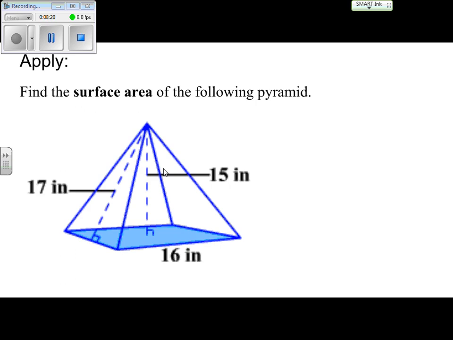So, for our last example here today, we are going to find the surface area of this pyramid. There are 3 measurements given here, and we have, again, a regular base, which is a square, a regular quadrilateral, meaning that all of its sides are equal and all of its angles are equal. And I have 2 measurements listed here for the height and the slant height of this pyramid.